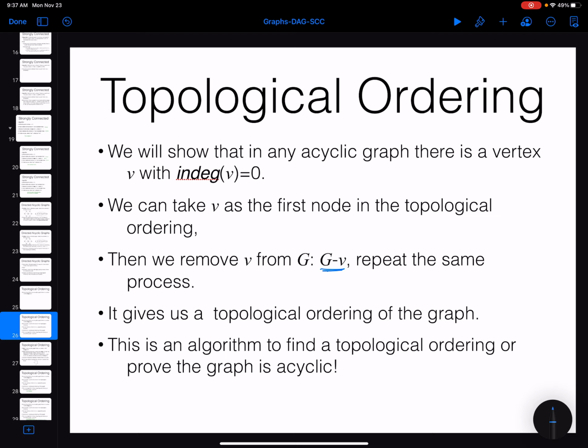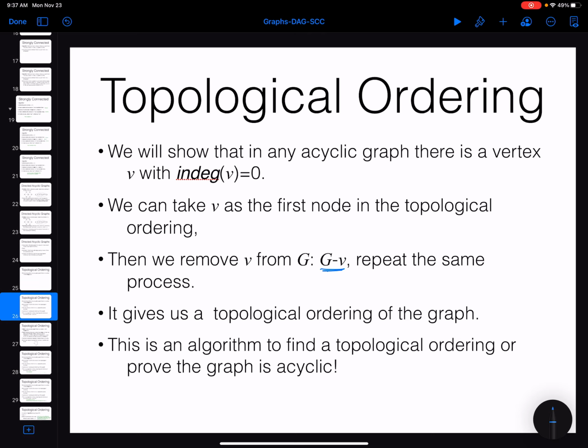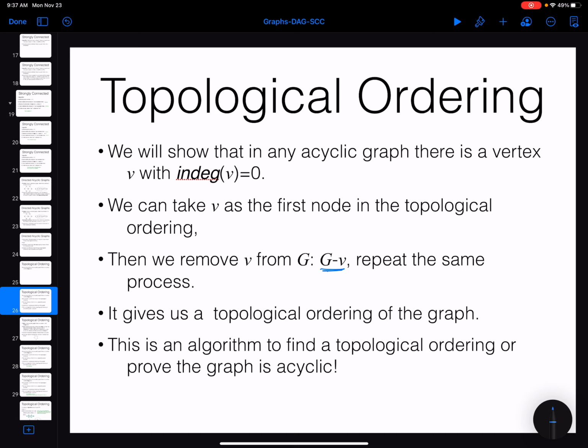So this is the first algorithm to find the topological ordering for an acyclic graph. But what is the time complexity of this algorithm? Search for the nodes which have in degree 0, remove it. You at least have one node with this property, remove it from the graph, and just repeat this procedure.